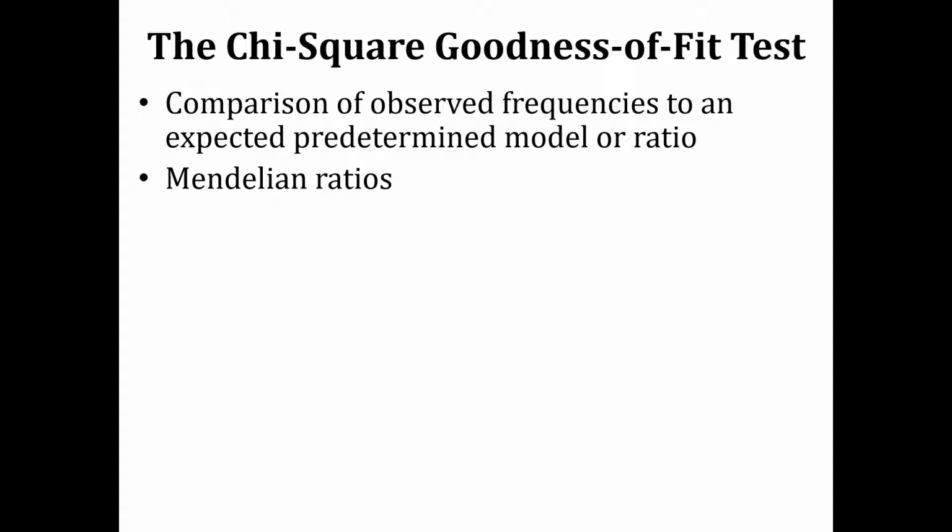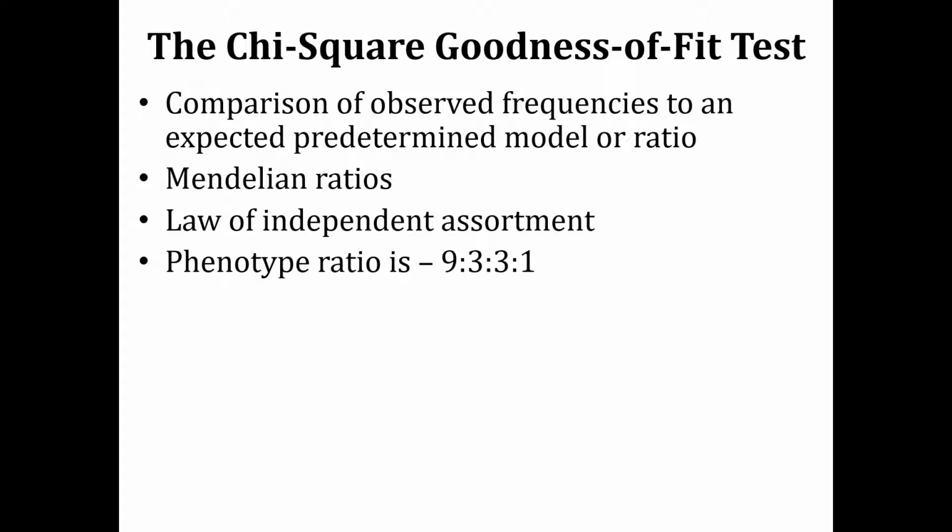And we are going to use the Mendelian ratios, for example, the law of independent assortment. So you remember, what is the expected phenotype ratio? It is 9:3:3:1. So this is the phenotype ratio for the law of independent assortment.